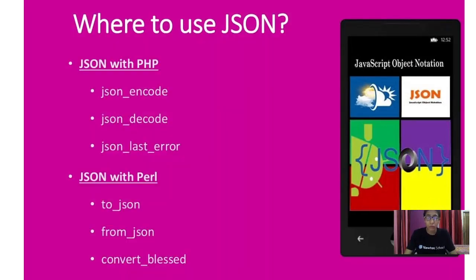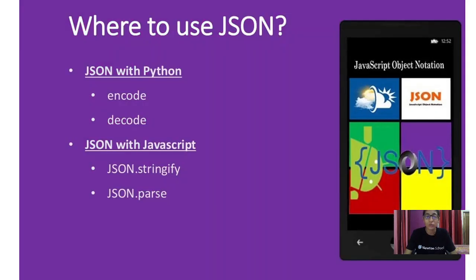When we use JSON with PHP, we use json_encode, json_decode, and json_last_error. In Perl, the syntax is to_json, from_json, and convert. In Python, there are encode and decode. In JavaScript, there are JSON.stringify and parse.